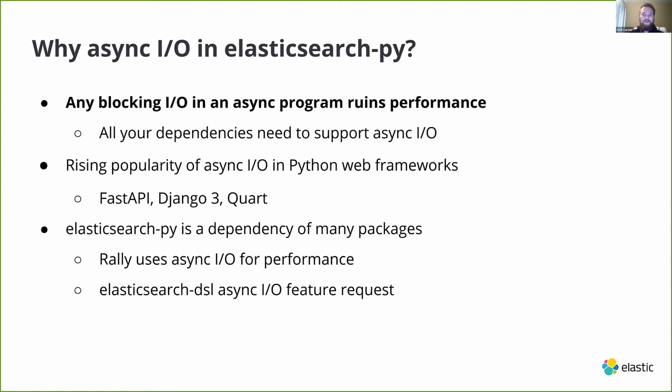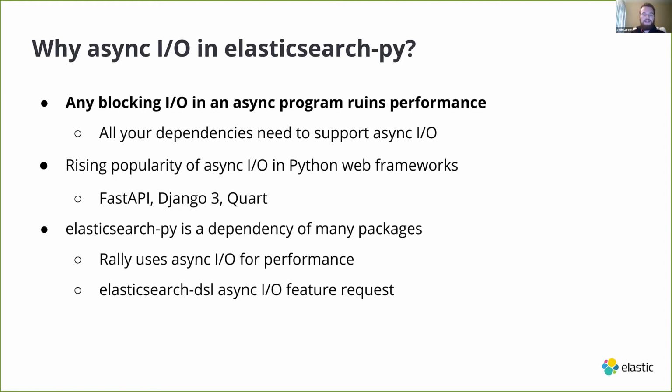So basically, to do anything with async I/O, you need to have all of your dependencies know what async I/O is and implement it. And with the rising popularity of a lot of async I/O Python web frameworks like FastAPI, Django 3.1 added async views, Quart is another one that I know of. These are really getting popular. And so if you want to use Elasticsearch from one of those Python web frameworks, you would need to use the async version of Elasticsearch-py. Otherwise, you're just going to get terrible performance.